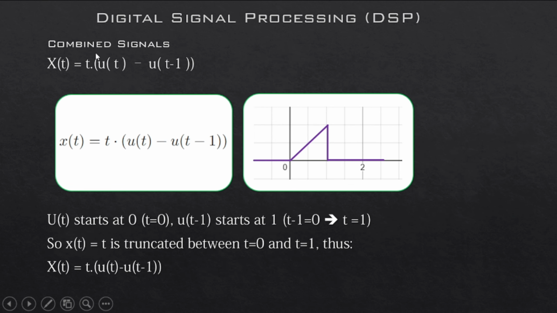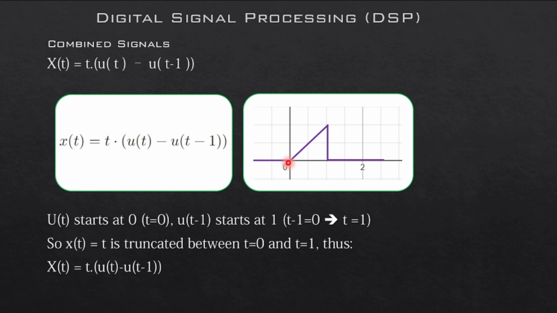Combined signals: x(t) is equal to t times u(t minus 1). Let's break this signal down. At first, you have a port function, which is u(t) minus u(t minus 1). To read that, u(t) starts from 0, correct? u(t minus 1) starts from t equal 1, because t minus 1 is equal to 0, t equal 1. So you get a port function which is like this. All right? Can you see it?